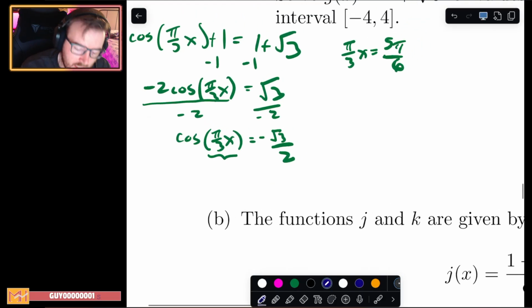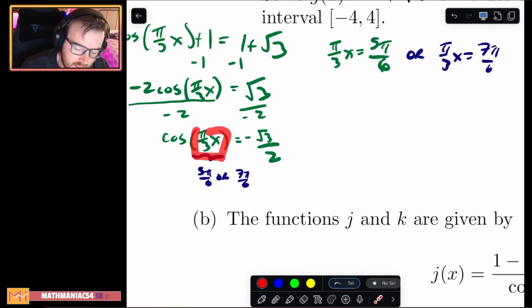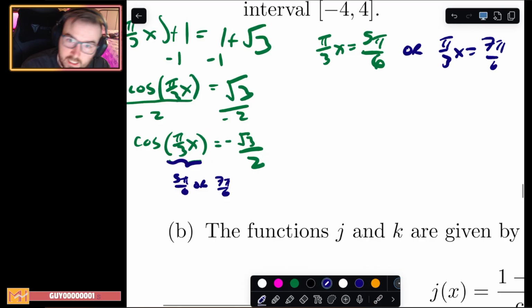So when does cosine equal negative root 3 over 2? This thing that I am describing here needs to equal 5 pi over 6, or it could equal 7 pi over 6. So that's our OR situation, and so far we're off to a great start. If I can get this to equal 5 pi over 6, this will be true. If I can get this to equal 7 pi over 6, this will be true. So let's make it equal 5 pi over 6.